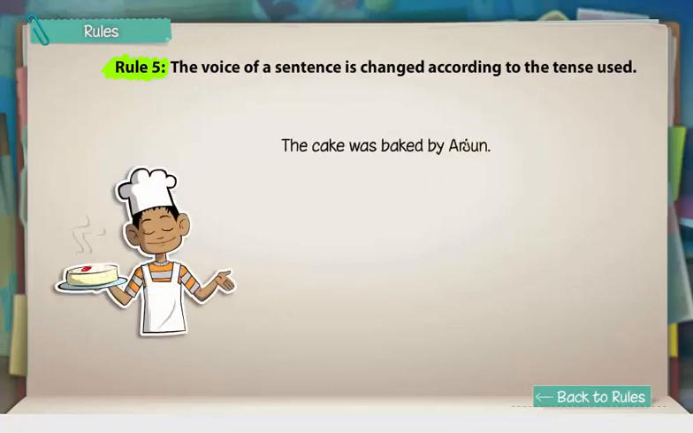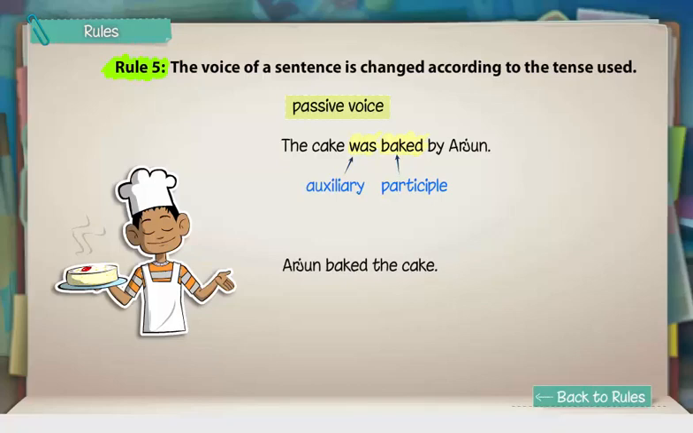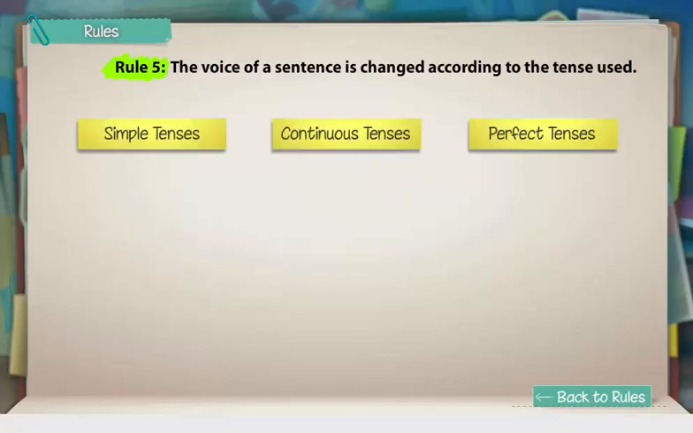Now, this sentence is in the passive voice. The participle baked is used with the auxiliary verb was. When we change this sentence to the active voice, the verb baked is used. The auxiliary verb was is not required. Let's look at some more examples. Click each option to see how the form of the verb changes for different tenses when converting active to passive voice or vice versa.